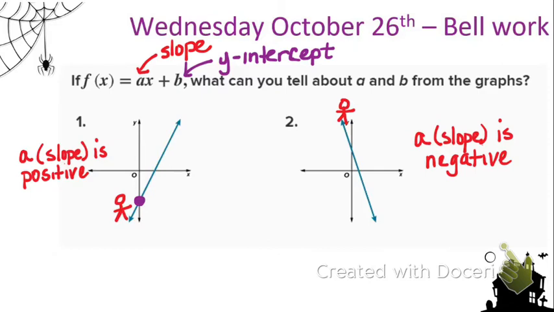Well, all y-intercepts cross the y-axis. That is true. But what's something else a little bit more specific that you can say? Kenna? That it's a negative number. How do we know that the y-intercept is negative? Because it's below the x-axis. So what we can say about b, which is our y-intercept, is that it is negative.